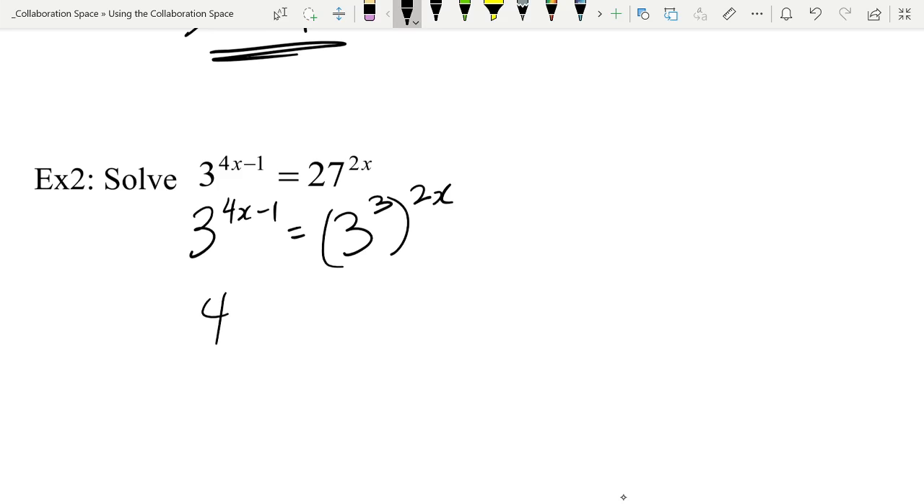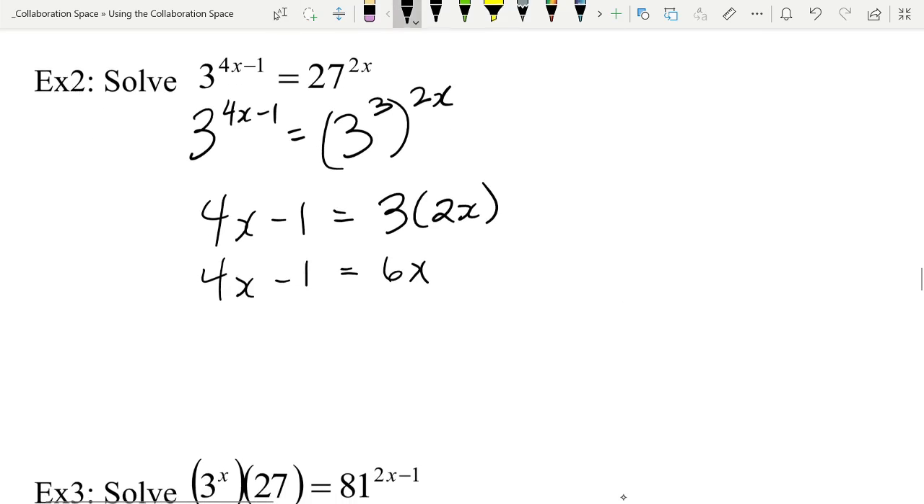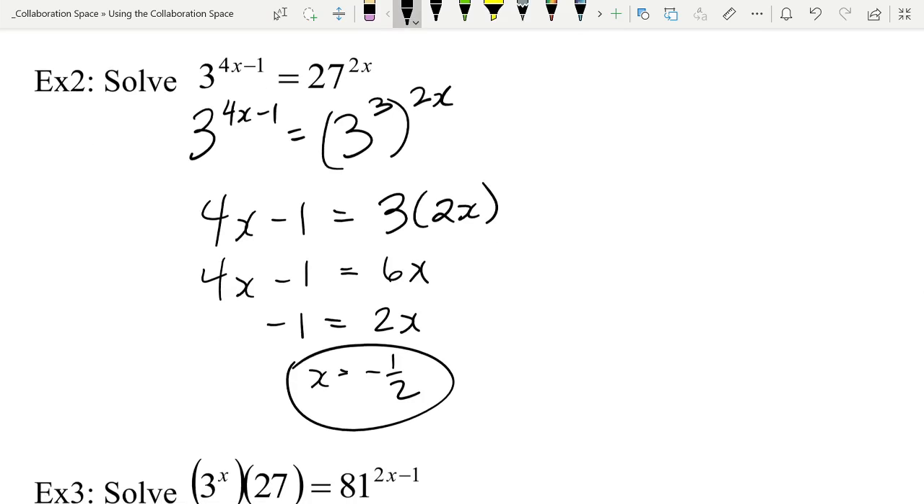It means that 4x minus 1 has to equal 3 times 2x, which is like saying 4x minus 1 is equal to 6x, minus 4x from both sides, divide both sides by 2, and x is negative a half. Let's check that one. Does 3 to the power of 4 times negative 1 half minus 1 equal 27 to the power of 2 times negative 1 half?